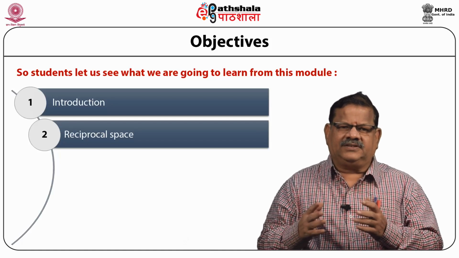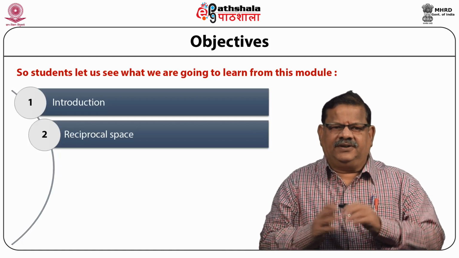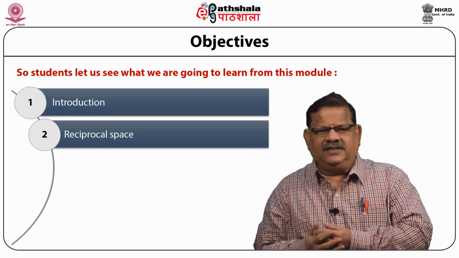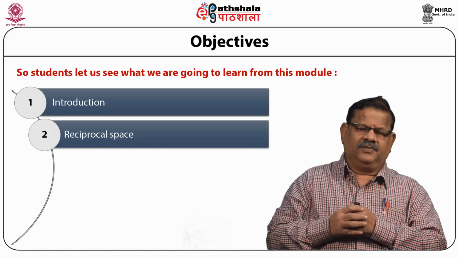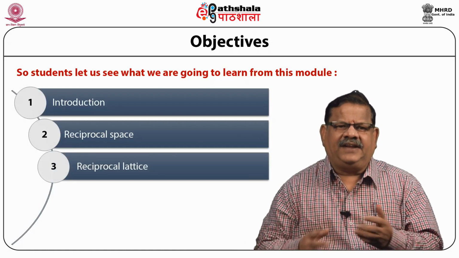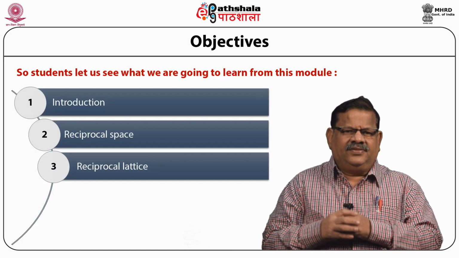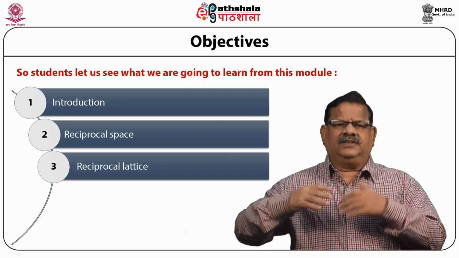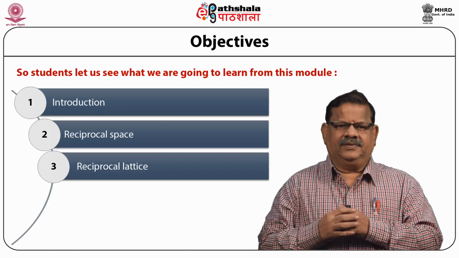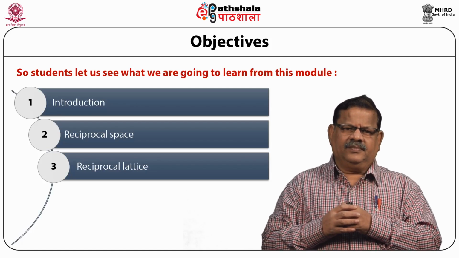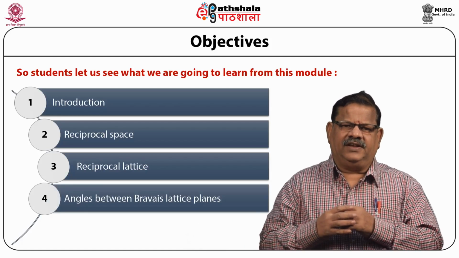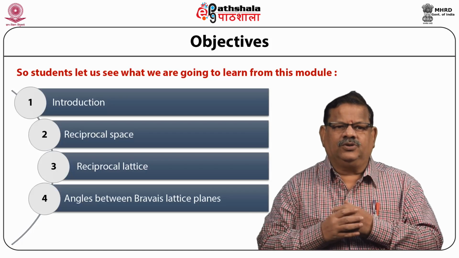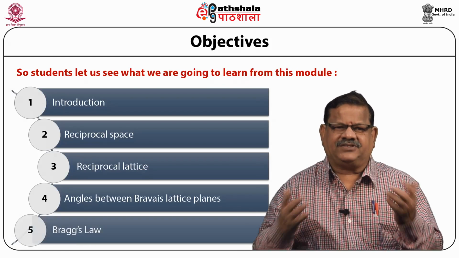Depending upon the 7 crystal systems, we have different relations between these real space lattice vectors and the reciprocal space lattice vectors. Now, this reciprocal lattice also we are going to see in detail. This is a concept introduced to visualize Bragg's law mainly. Then we are going to see what will be the angles between the Bravais lattice planes. And finally, we are going to have the derivation of Bragg's law.